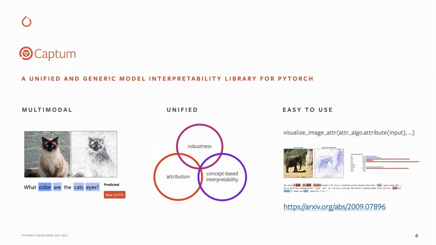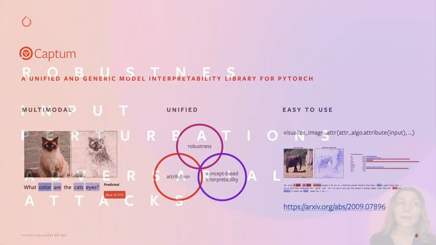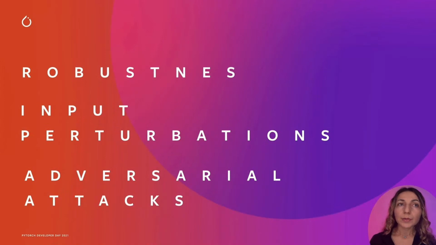During PyTorch Developer Day 2020, we talked about the Captum library and focused on feature attribution methods and their evaluation metrics. We expanded Captum beyond attribution and added support for robustness and concept-based model interpretability, which can be used in conjunction to enable deeper analysis with diverse interpretability tools. Let's look into adversarial attacks, input perturbations, robustness metrics, and how they can be applied to real models using the Captum library.